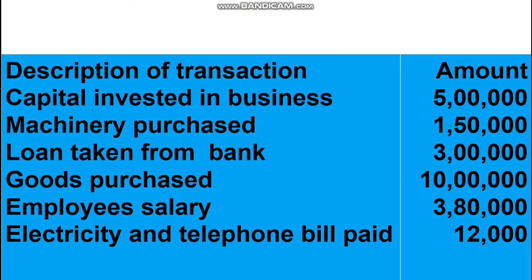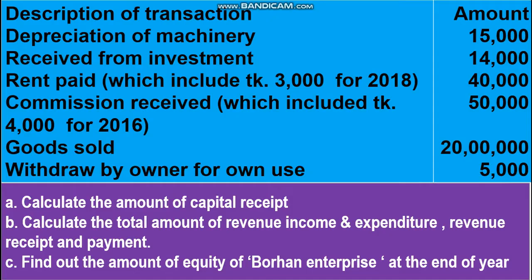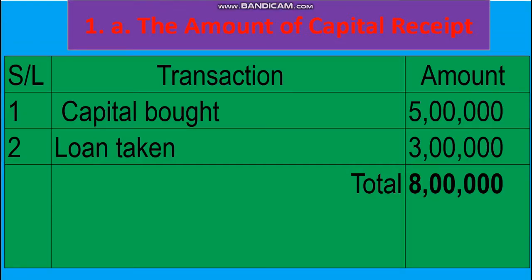So dear student, rent paid 40,000 is revenue payment, but in revenue expenditure we will write 37,000. Then commission received, whole 50,000 is our revenue receipt, but out of this 4,000 is for 2016, so this will be subtracted when we calculate revenue income. Revenue income is 50,000 minus 4,000, that means 46,000. Let's see the solution, dear student. Look at revenue income.